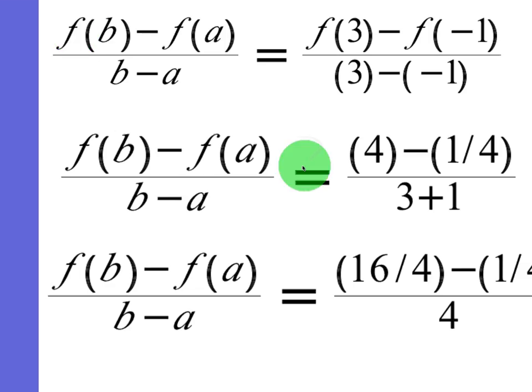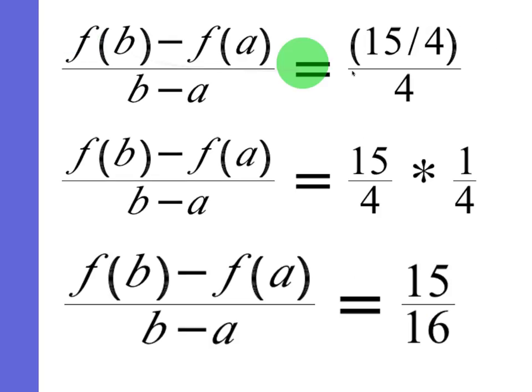To find the slope of that line, we just do y2 minus y1 over x2 minus x1. It's going to become (4 minus 1/4) over (3 plus 1). So we get, looks like, (15/4) over 4. And that's going to end up being 15/4 times 1/4, which is 15/16.